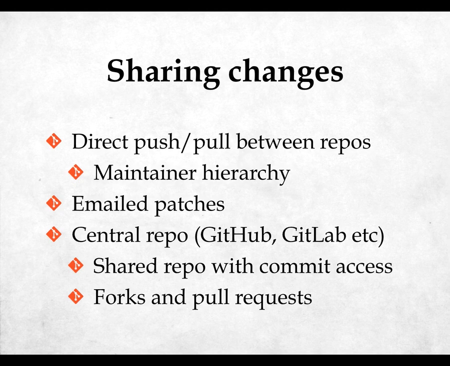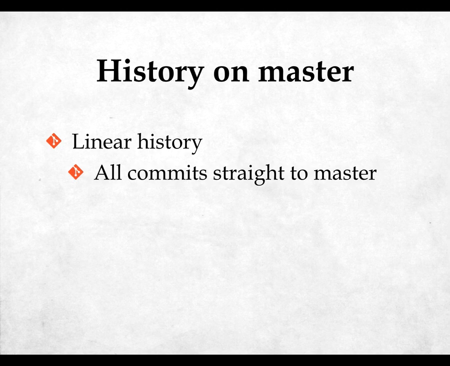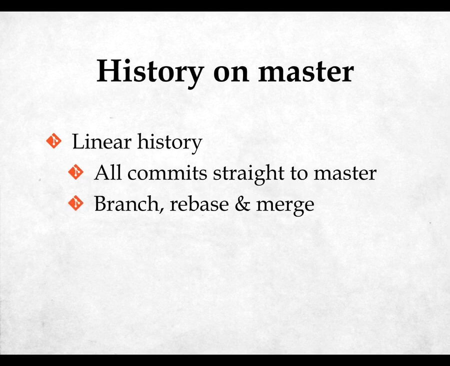So that's how changes get shared about. In terms of master, generally the main trunk version of a project, there are different approaches for how to maintain the history on master. The simplest thing is just a nice simple linear history, as if it was Subversion or something. And the simplest way of doing that is literally all the commits go straight to master. If you make some local commits, you have to fetch and rebase and then push your changes on top. More commonly, you'd do a branch and then you'd rebase, sort out the branch, and then eventually you'd get it onto master, and then you'd push your master up to the server.